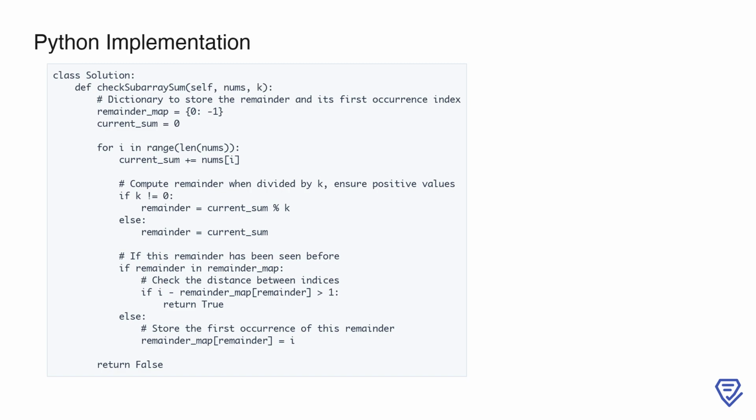Time and space complexity. Time complexity. The algorithm runs in O(n), because we traverse the array once, and dictionary operations, insert and lookup, are O(1) on average. Space complexity. The space used is O(min(n, k)) for the dictionary, as there are at most k unique remainders. This approach is efficient and avoids the pitfalls of a brute force solution, which would require nested loops and have a time complexity of O(n squared). The use of prefix sums and modular arithmetic ensures correctness and optimality.